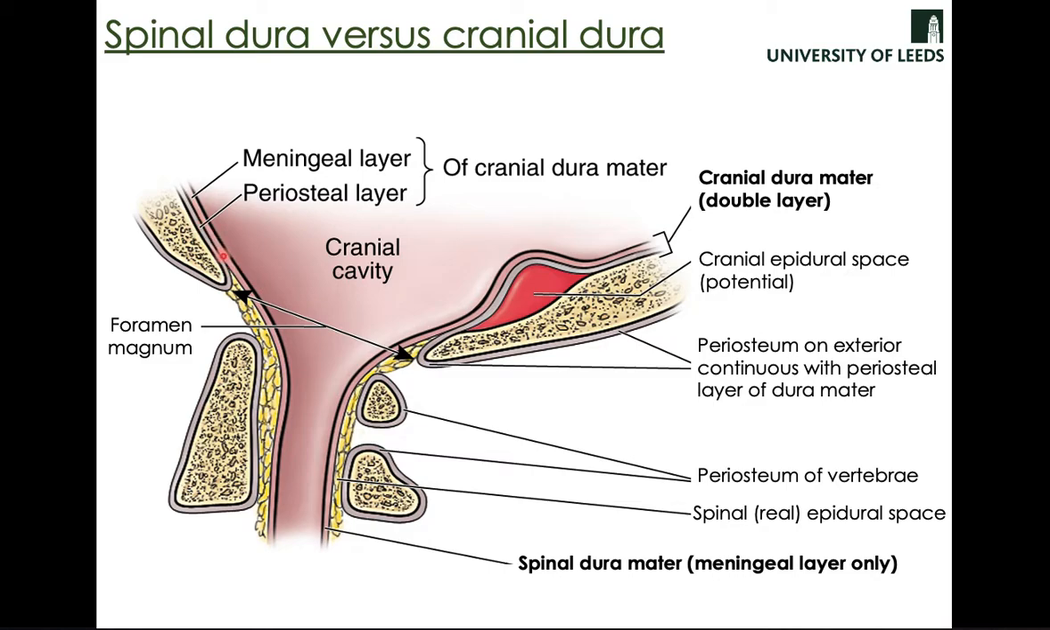What can we see here? We can see that it's only the meningeal layer that is going to continue through that foramen magnum to line the outside of the spinal cord. So there is no periosteal dura at the level of the spinal cord, only the meningeal dura. We do have a real epidural space between the vertebrae and that dura mater, and it's filled with fat. So this is very different from the case in the cranial cavity.